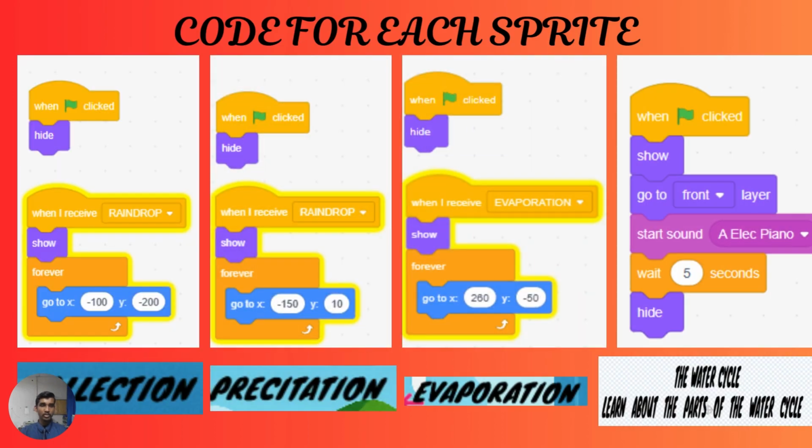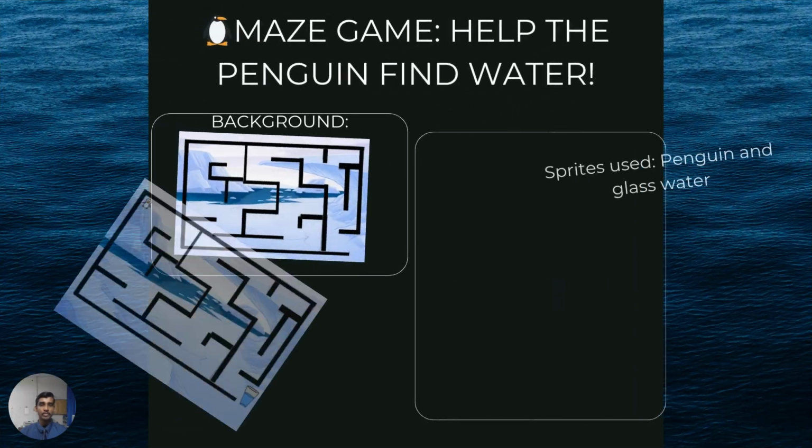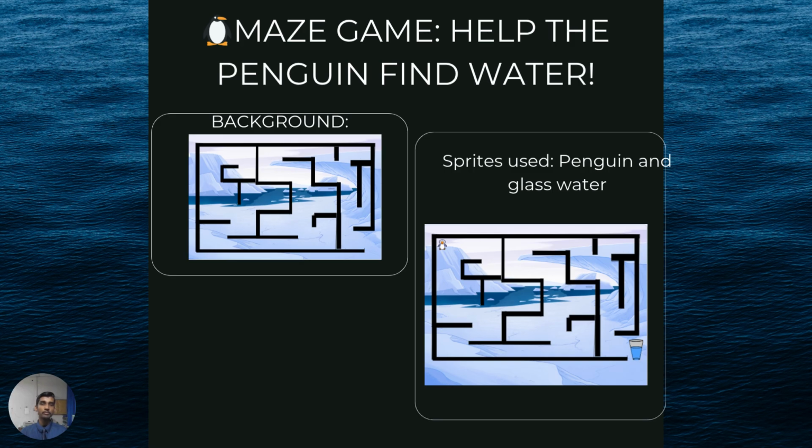This is for the collection, precipitation, and evaporation stages. The names that I use for coding, and the title also I use the coding for differently. Okay, now we are going to the main scheme.